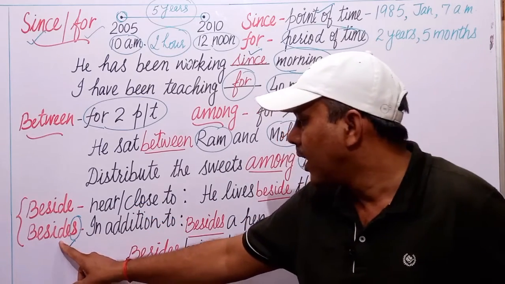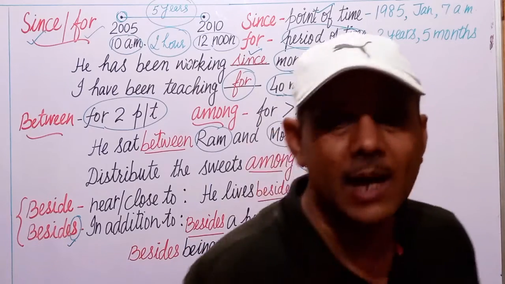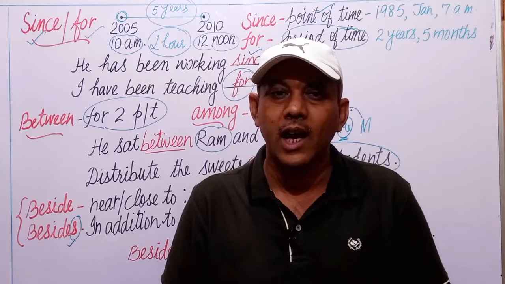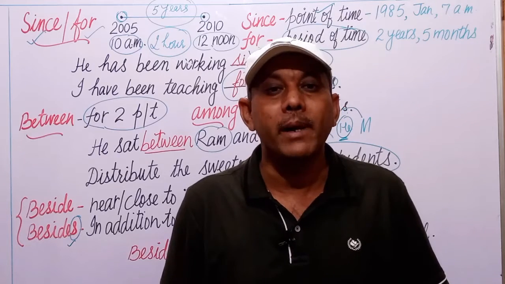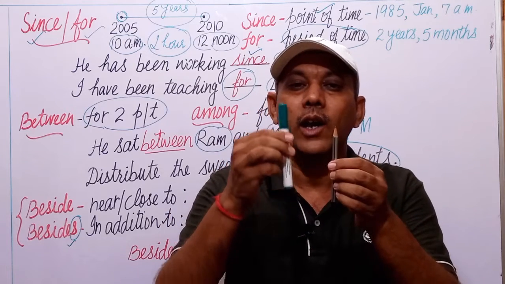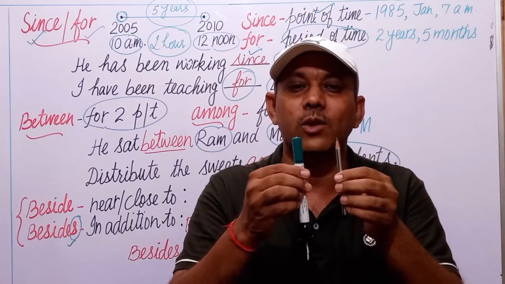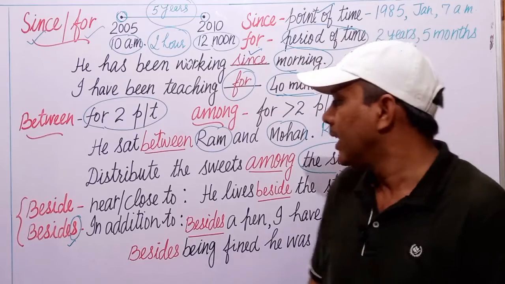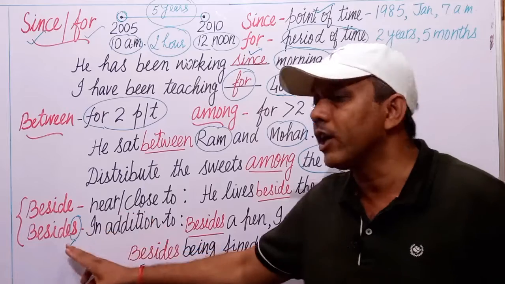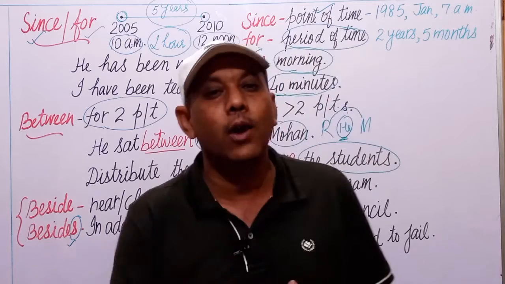Next is besides. Besides means in addition to. For example, I have a marker and a pencil. दो चीजें हैं. Have you a marker or a pencil? Oh, besides a marker, I have a pencil. इसके साथ साथ मेरे पास पेंसिल भी है. दोनों चीजें हैं. Besides this, I have that also. In this way, we can say in addition to. When we mean in addition to, we use besides. For example, besides a pen, I have a pencil.